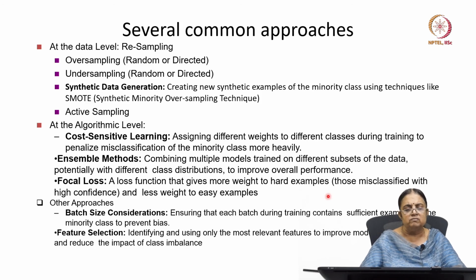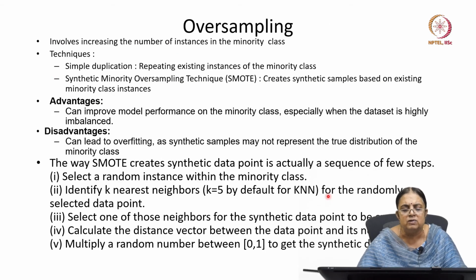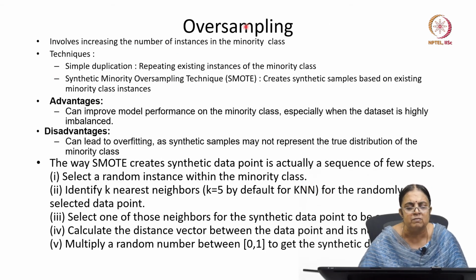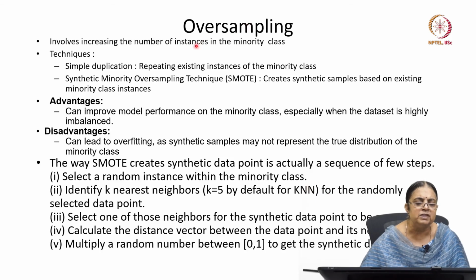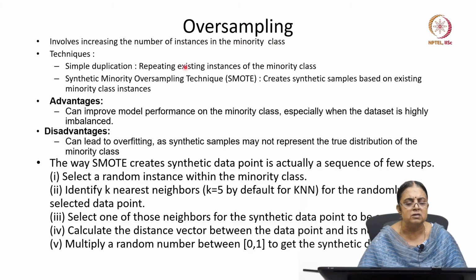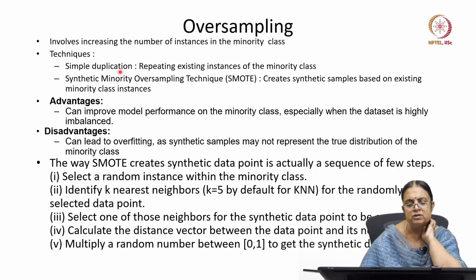So, these are all the several approaches that can be used for this type of problem. So, let us see what we do for oversampling. Oversampling involves increasing the number of instances in the minority class. What are the different techniques that you can use? Simple duplication is one.